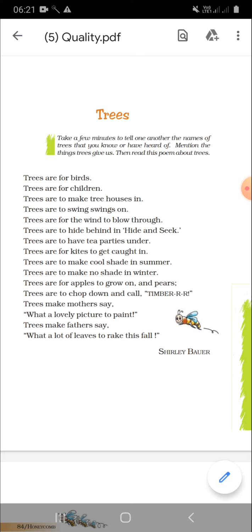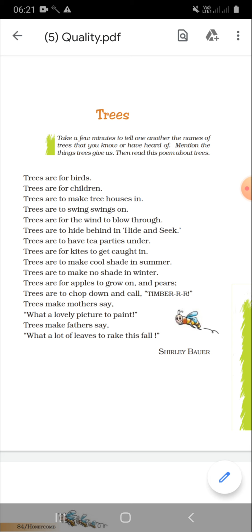Now, let's continue. Trees are to make cool shade in summer. Trees are to make no shade in winter. Trees are for apples to grow on and pears. Trees are to chop down and call timber. Trees make mothers say, "What a lovely picture to paint." Trees make fathers say, "What a lot of leaves to rake this fall."